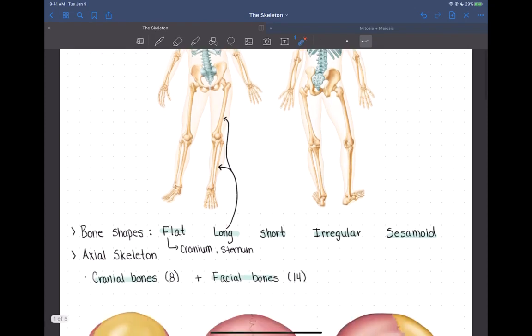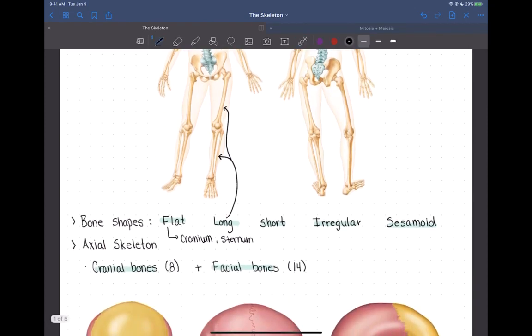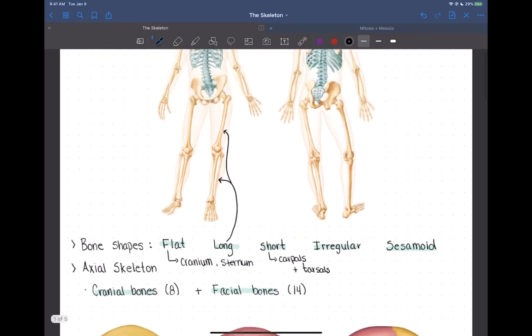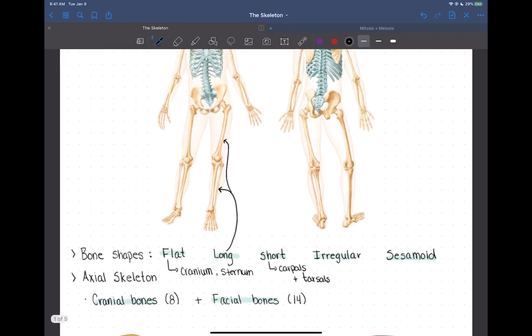All right. And so short bones, kind of by definition, are going to be bones that are as tall as they are wide, okay? And so the easiest kind of example of this would be in our carpals. We'll look at these when we get to the appendicular skeleton. So that's your wrist bones, your carpals, and your tarsals. Okay, those are all going to be short bones. All right.